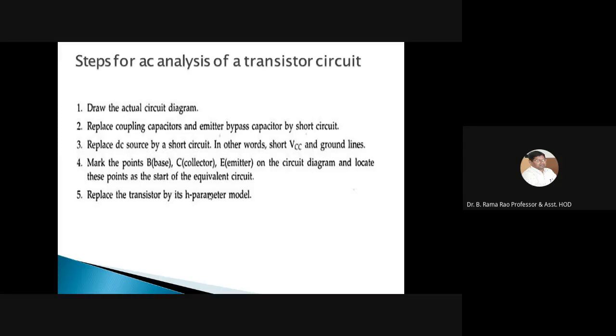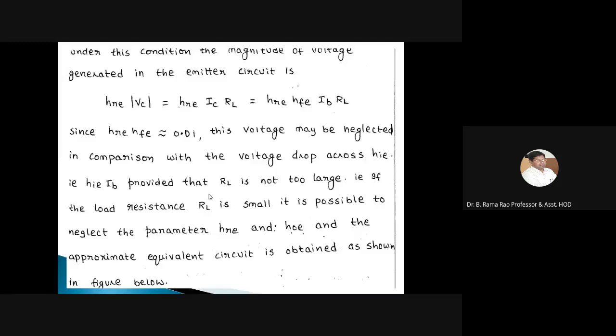JFET we are going to analyze. Like the transistor, we are going to analyze the FET using only one configuration, not all three. There are three configurations in FET also: common source, common drain, and common gate. But we are going to perform only the common source analysis. Like the CE in our transistor amplifier, the common source is the most commonly used configuration in FET amplifiers.